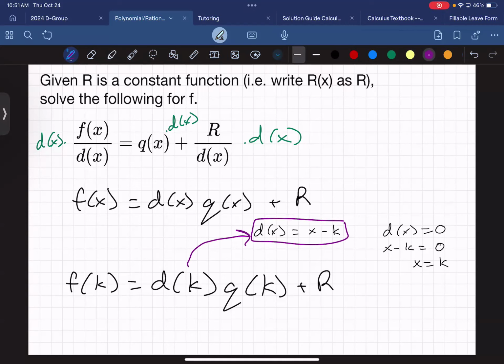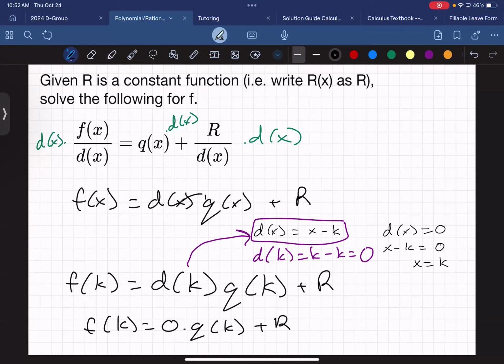And I like that, though, because what is it going to be when I plug in k? What is a number minus itself? D of k equals k minus k, which is 0. Okay. With that said, moving forward, that would give us f of k equal to 0 times that quotient of k plus r. Well, what's 0 times anything? Right. So I don't know what the quotient is. We didn't do the division, right? But I don't care what it is because 0 times anything is 0. And 0 plus any number is that number itself.